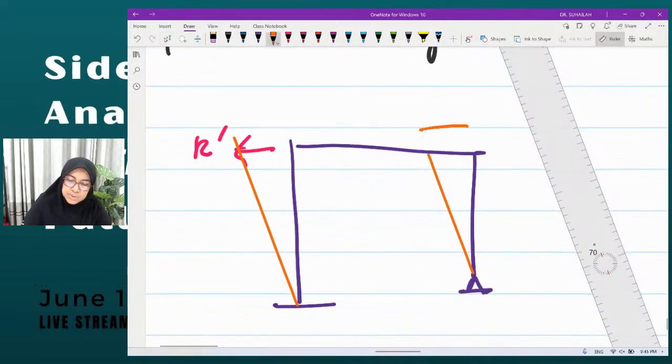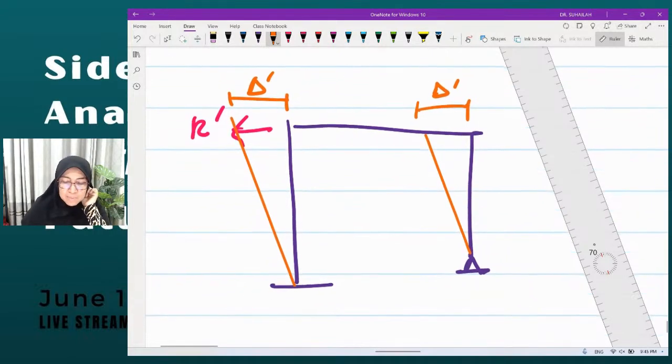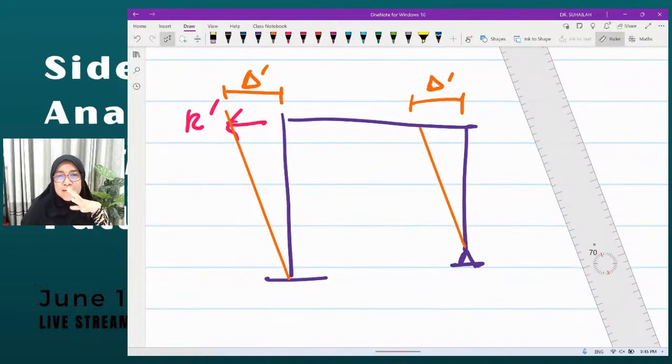Okay, so this will be the delta prime. This is also delta prime. And we just need to assume both deltas are equivalent, same value. Okay, focus on the behavior. Focus on the new position of the column after SIDESWAY, because it gives us the behavior.